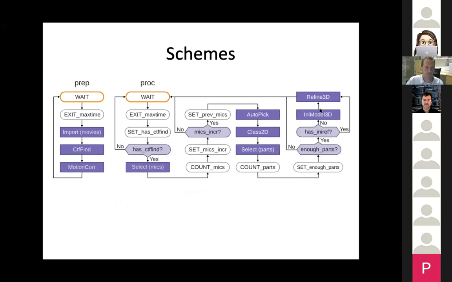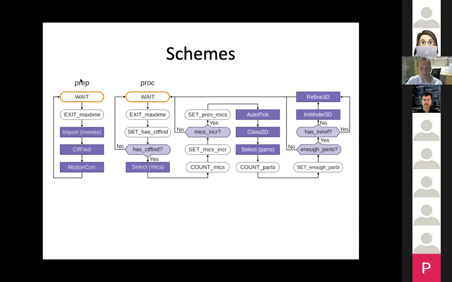And for that, we have this concept of job types, which are just the typical job types in RELION: import, CTF find, motion core. But we also have what we call operators, and they are here in white ovals. For example, if you've been going longer than a certain number of hours, then just exit, things like that. Or it would wait for so many seconds if it hasn't waited before. So this would be an iterative loop of just doing import, CTF find, motion core.